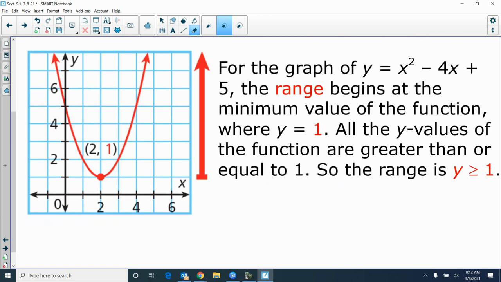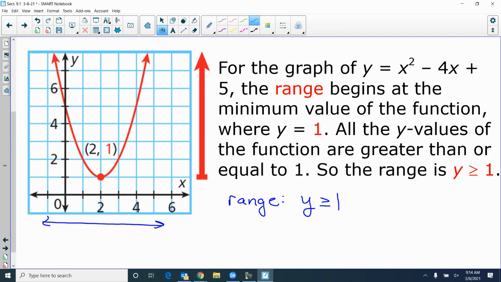So that is your range. The easiest way to write that is y greater than or equal to 1. What about the x values? Does it have a point on the left that it stops or a point on the right that it stops? No, it's going to keep getting wider and wider and wider. So the domain, excuse me, goes both directions. How do we describe that?